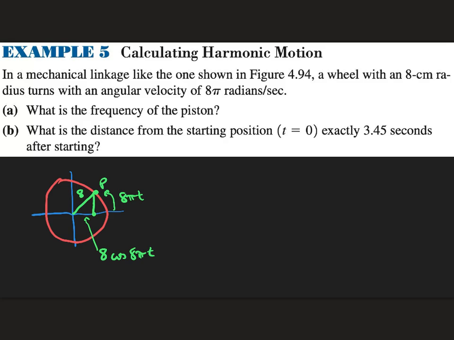So now, what is the frequency of the piston? The frequency is the x value divided by the period. So 8 pi divided by 2 pi equals 4 strokes or cycles per second. Cycles per second.